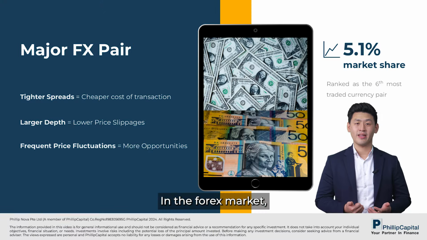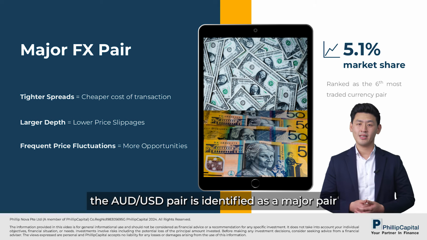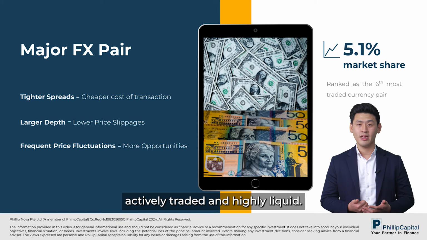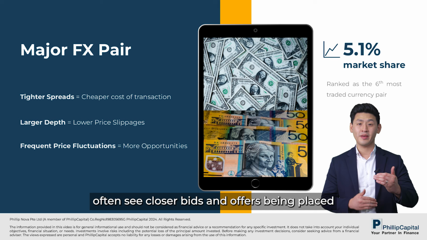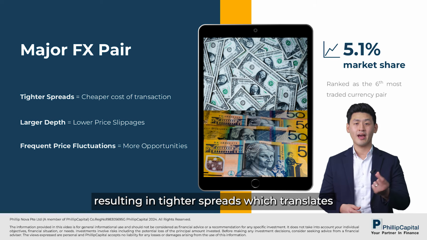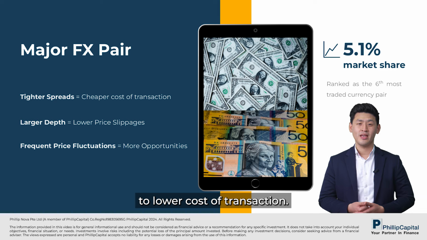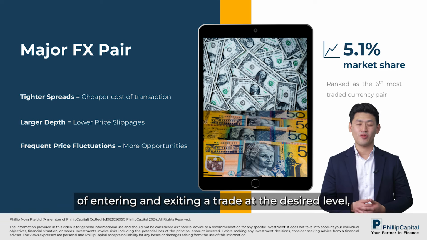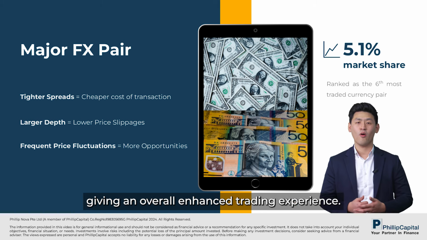In the Forex market, there are several classifications of currency pairs. The Aussie dollar pair is identified as a major pair, which is characterized by being actively traded and highly liquid. Actively traded currency pairs often see closer bids and offers being placed, resulting in tighter spreads, which translates to lower cost of transaction. Having good liquidity increases the chances of entering and exiting a trade at the desired level, reducing price slippages, giving an overall enhanced trading experience.